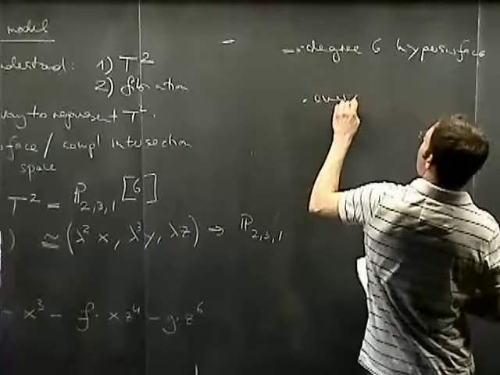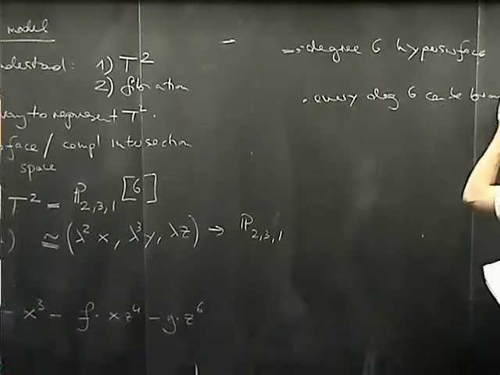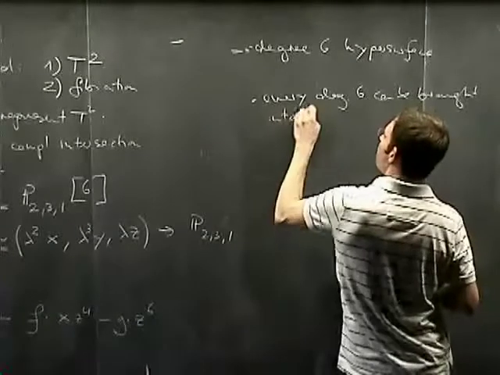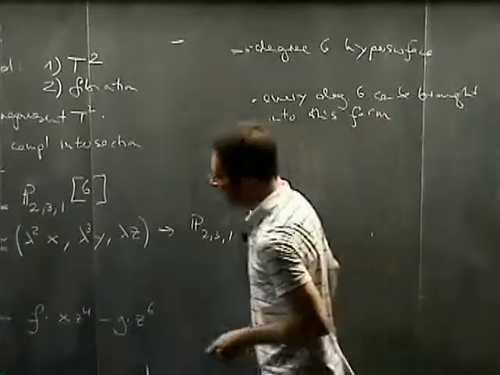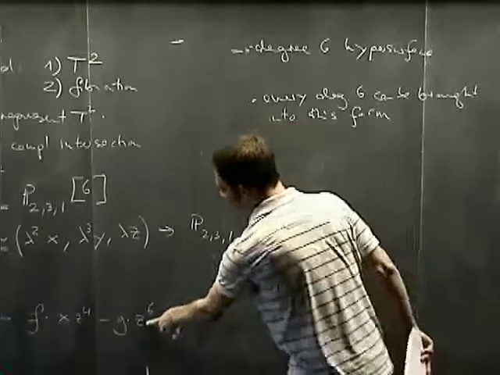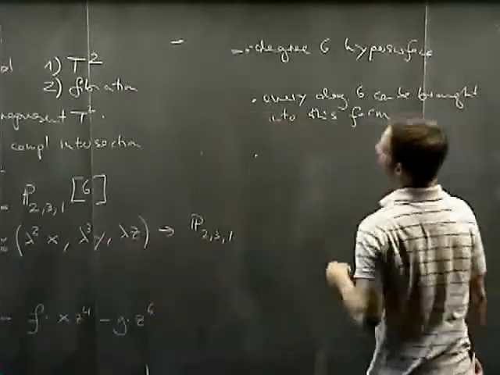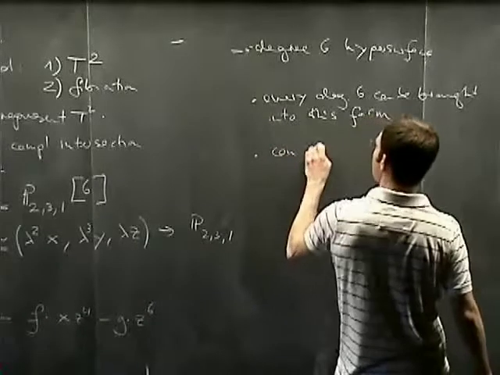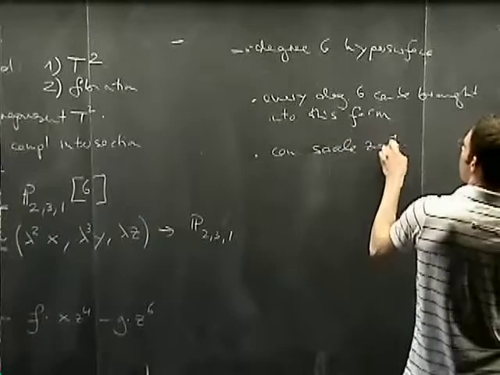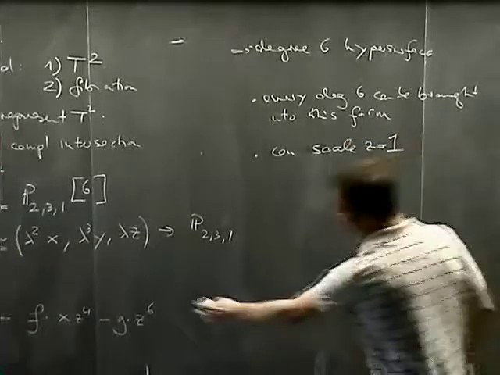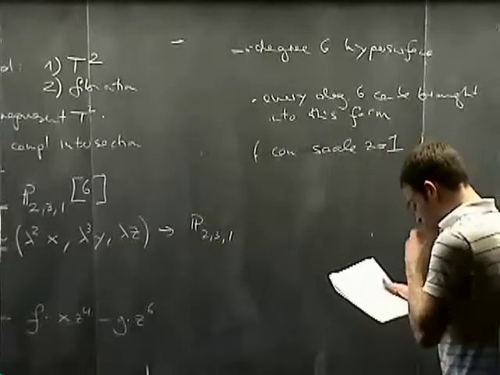So every degree 6 polynomial can be brought into this form by coordinate redefinition. In many papers you won't find actually the z anymore, because the z can be set to 1 by a scaling. So one can scale locally z equal to 1 in a certain patch and then simply ignore it. This is just because oftentimes we won't really find it.